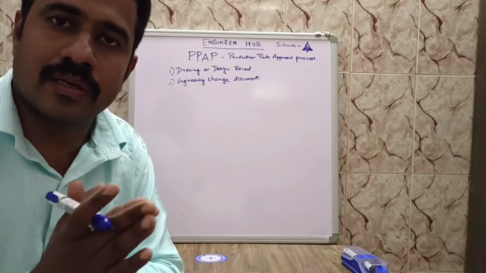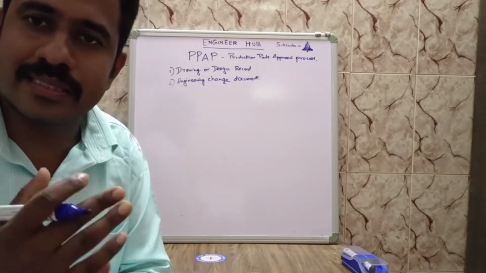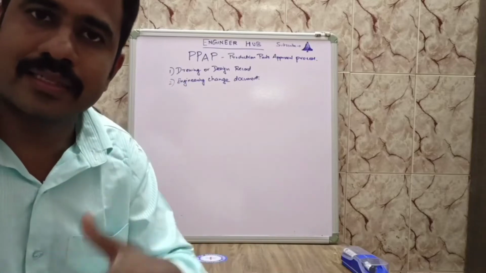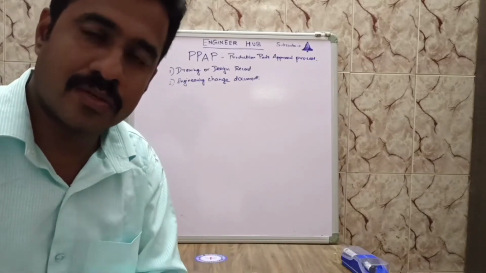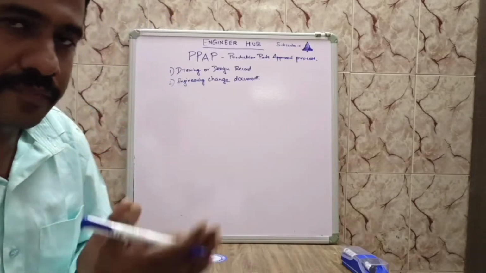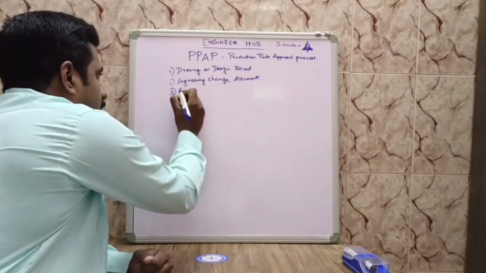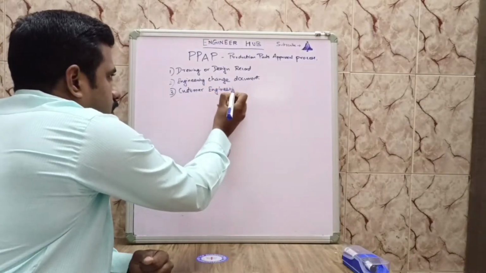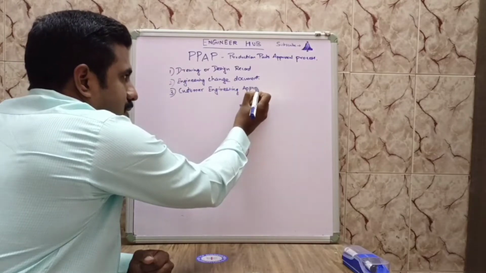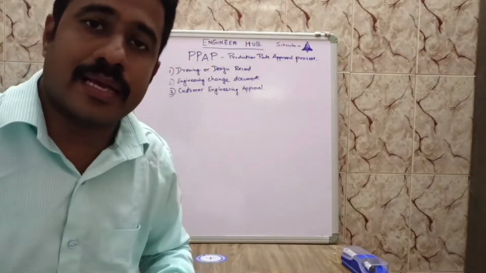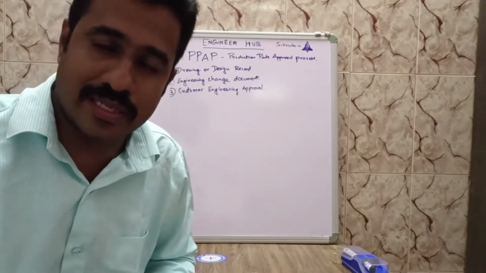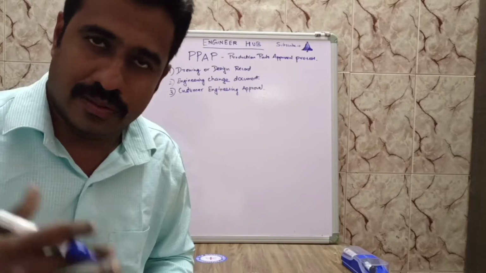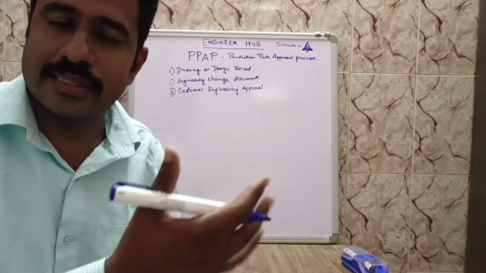And the third is called customer engineering approval. In case there is a change of material, or some input has been given to change the drawing, those things have to be certified by the customer. That document is called customer engineering approval. Let me write it down for you. The third document is called customer engineering approval. Any changes in the drawing have to be verified by the customer, and any grade change or source change has to be notified to the customer, and the customer has to verify that we can proceed with this source change or grade change.